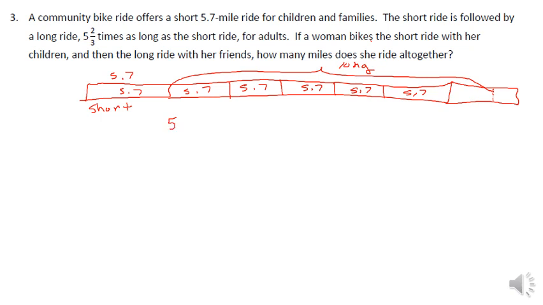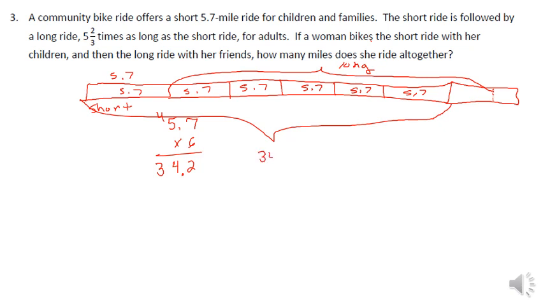So if we take 5.7 times 6, 7 times 6 is 42. 6 times 5 is 30, and 4 will be 34. I got to put 1 place value back in. So I know this distance right here is 34.2 miles. Now I still got to figure out this last one, which is going to be equal to 2/3 of 5.7.